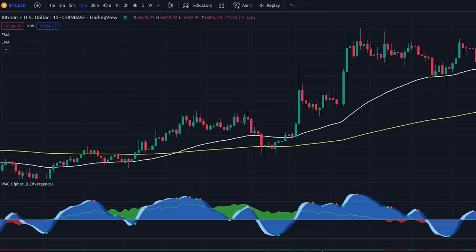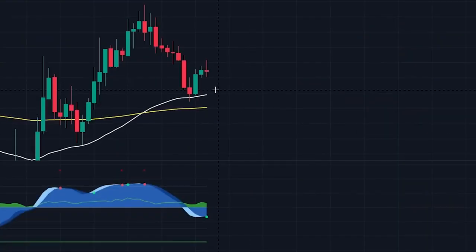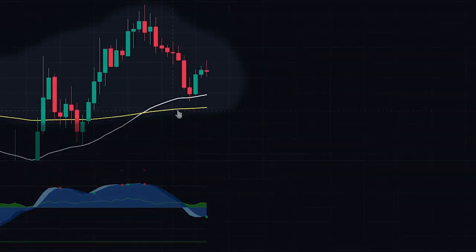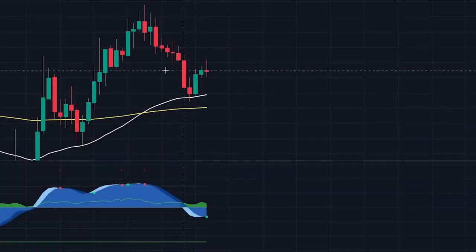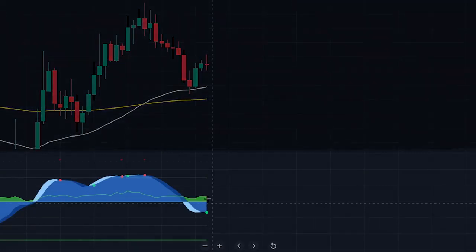Now that we have finished setting up the chart, let's take a look at when to enter into a position. Firstly, the price will need to be above the 200 period EMA. Secondly, the price will need to pull back into the 50 period EMA. Now let's take a look at the Fu Manchu Cipher B indicator. We will need for the money flow to be green and above the zero line. The blue waves will also need to be below the zero line.